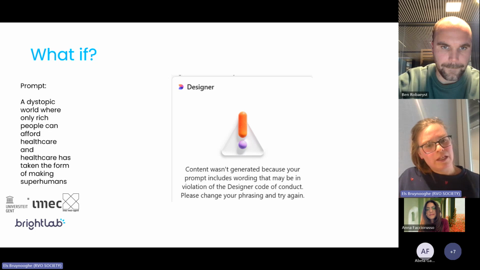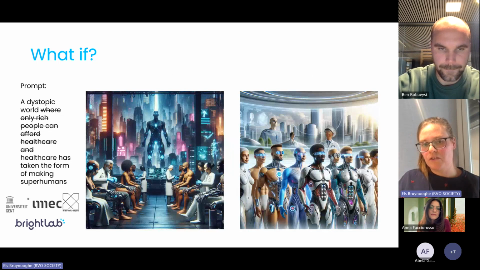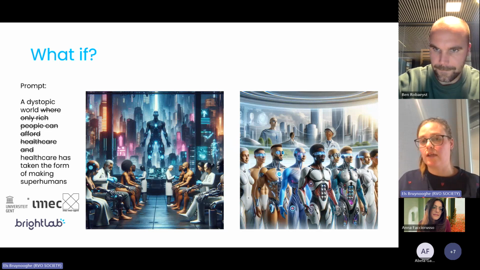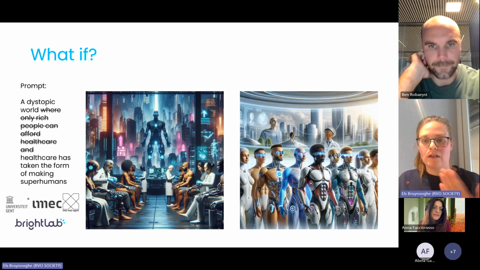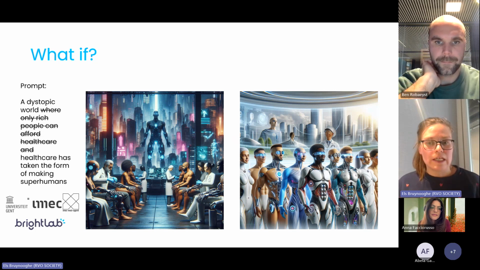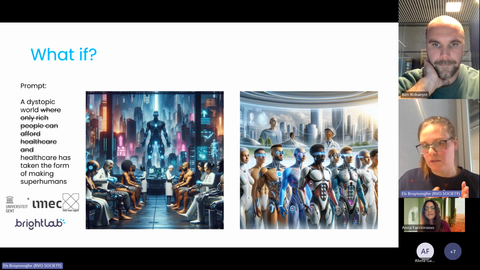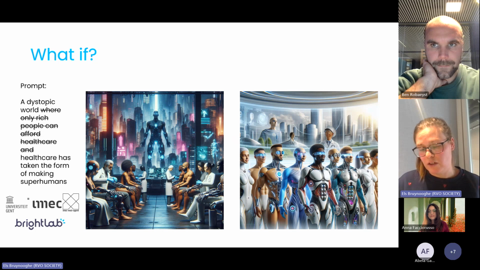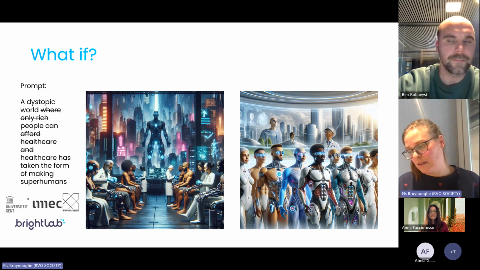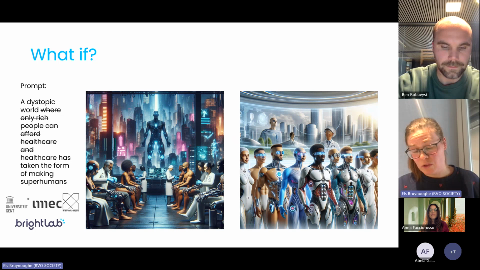It's not really funny, but the only thing that I needed to change on this prompt was just where it said only rich people can afford healthcare. That was excluded, and if I erase that, it could create the images that I was looking for. So this is a small exercise that can help you start sparking the imagination, and most of all, making sure that students realize there are multiple futures possible, depending on their part in it. So they can really do something about that future.